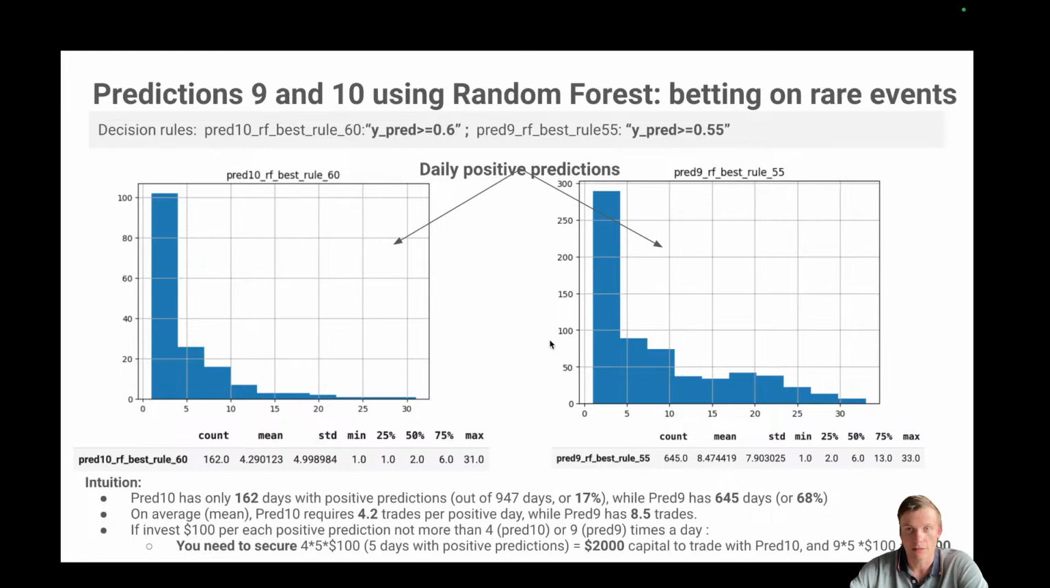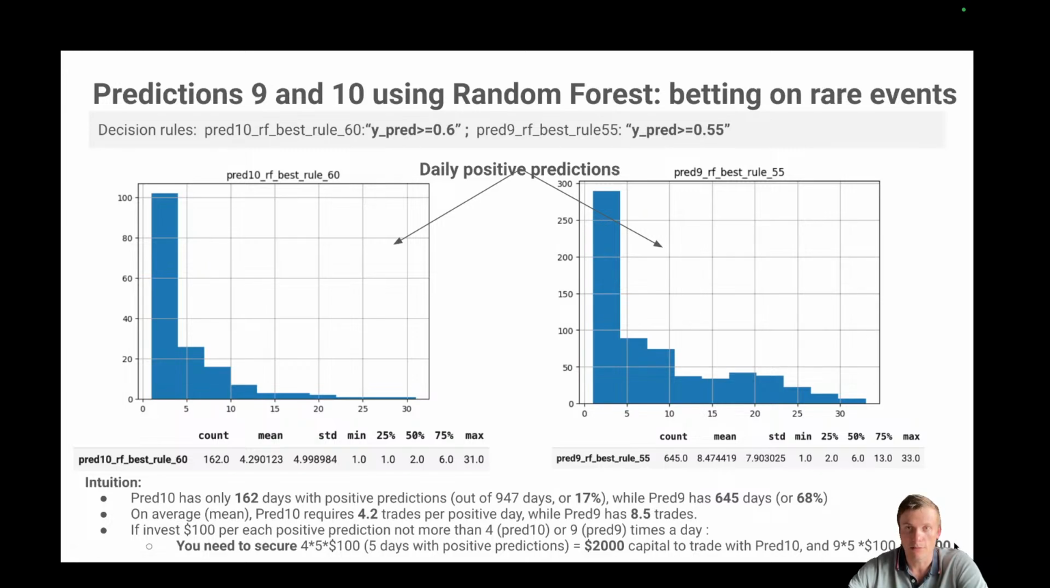They are very different. Predictor 9 shows on average 8 positive predictions a day when you need to trade, and predictor number 10 shows 4.3 positive predictions a day. And for predictor number 10, you need just 2,000 capital. So if you trade not more than 4 positive predictions a day, 5 days, it is 20 predictions multiplied by 100, it is 2,000.